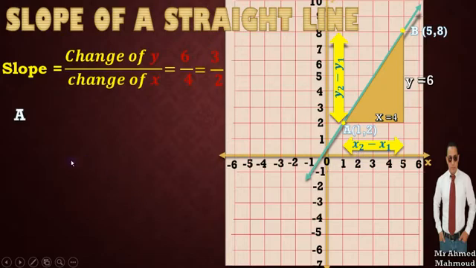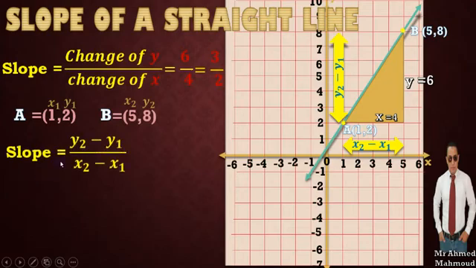Okay, so if A equals (1, 2) and B equals (5, 8), 1 is called x1, 2 is called y1, 5 is called x2, and 8 is called y2. The slope, which is y2 minus y1 over x2 minus x1, is the change of y over the change of x, which is (8 minus 2) over (5 minus 1), which is 3 over 2 in the simplest form.